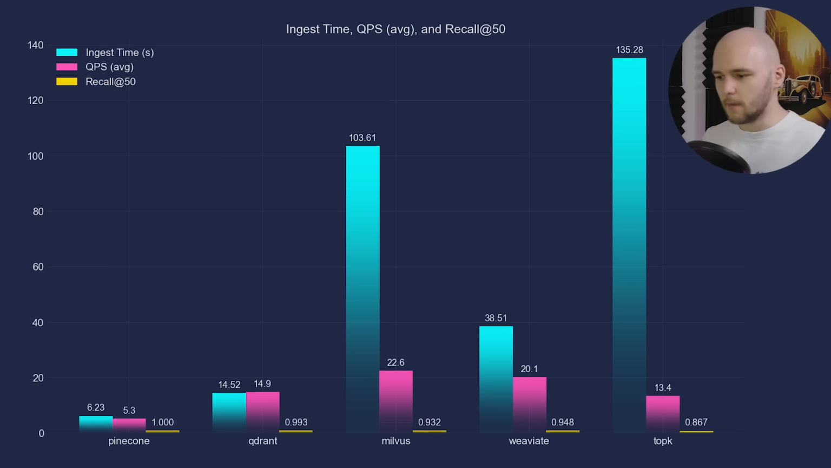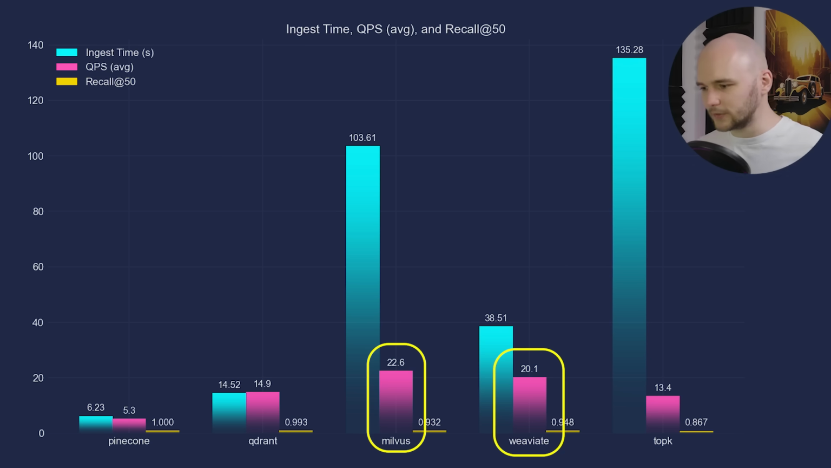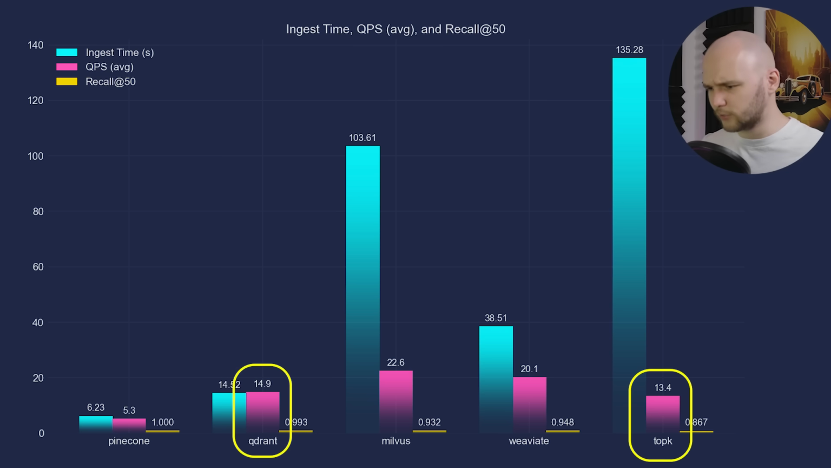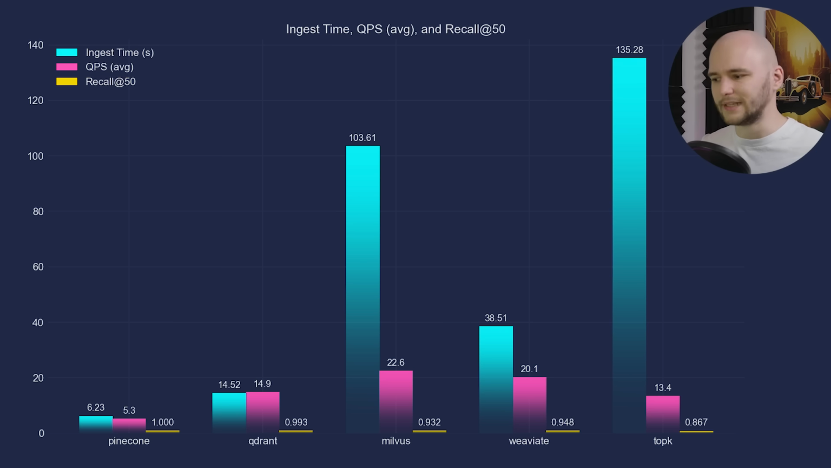As we see here, Milvus and Weaviate absolutely dominate, with the fastest performance of all, and honestly, Qdrant and TopK did a pretty good job as well. Interestingly enough, Pinecone had the slowest QPS, so in terms of speed, Pinecone did the worst job, but don't jump to conclusions yet, because next we have to look at recall.